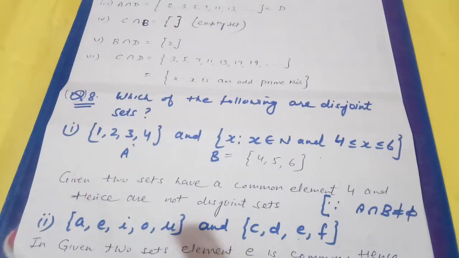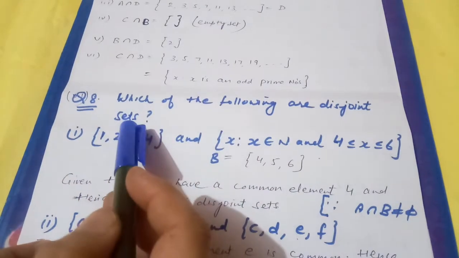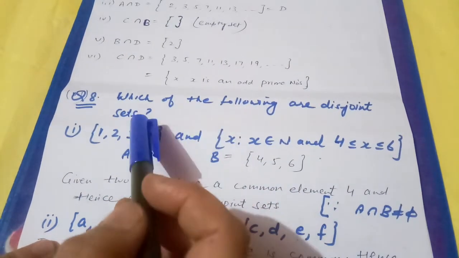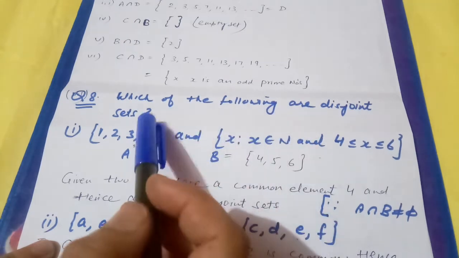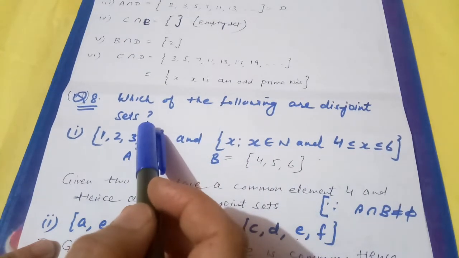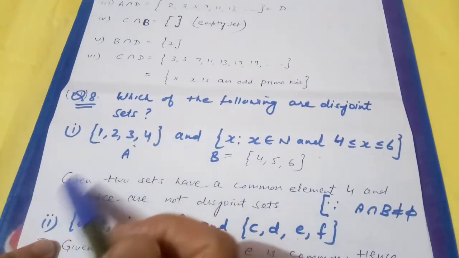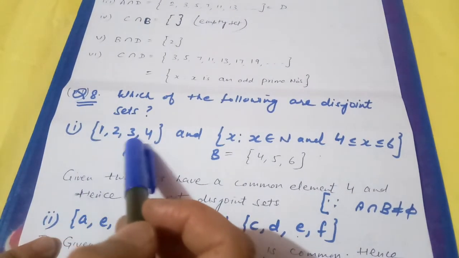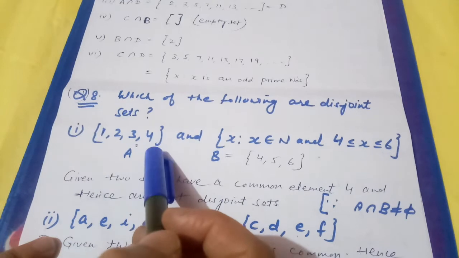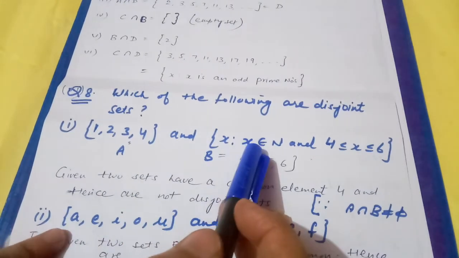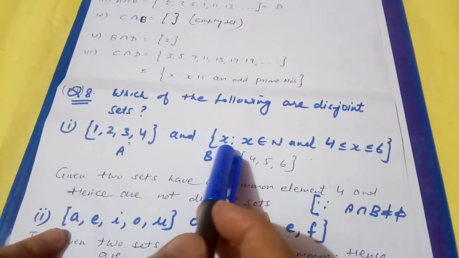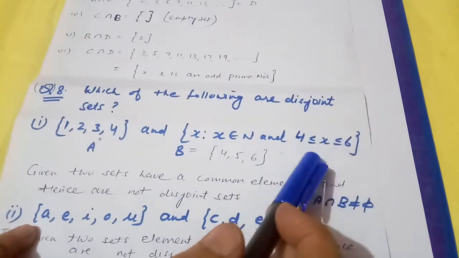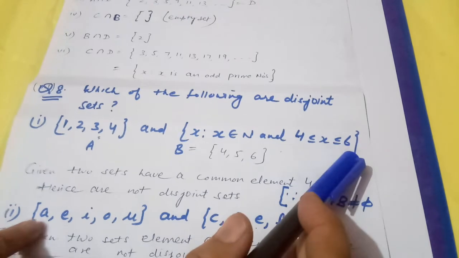Now the next question is question number 8. Which of the following are disjoint sets? Now we know disjoint sets. What are disjoint sets? Two sets are disjoint if their intersection is phi, and phi means empty set. Now here we have given two sets. First one is 1, 2, 3, 4. Elements of the first set are 1, 2, 3, 4 and the second set is the set of all those x such that x belongs to natural numbers and x lies between 4 and 6, including 4 and 6 also.